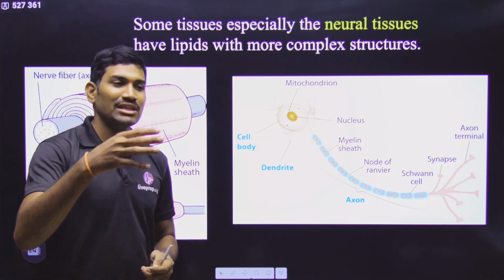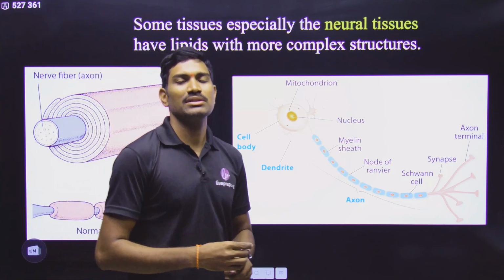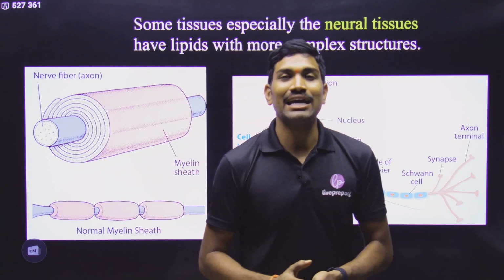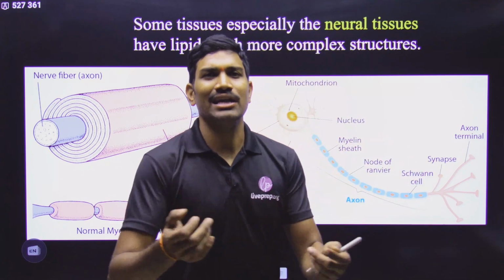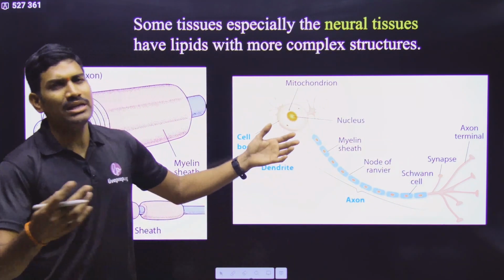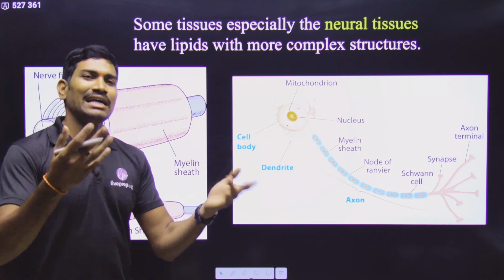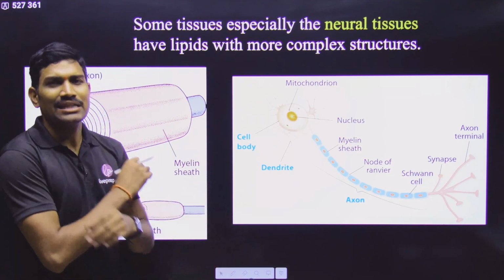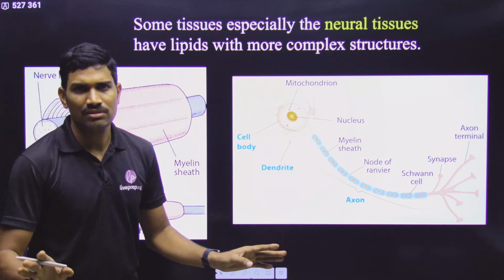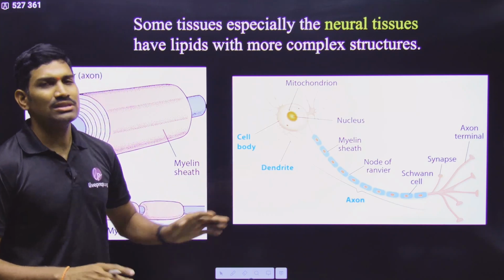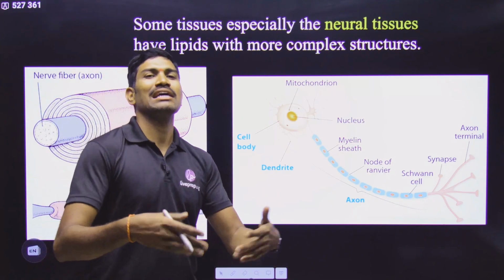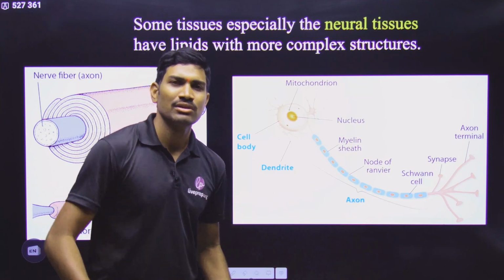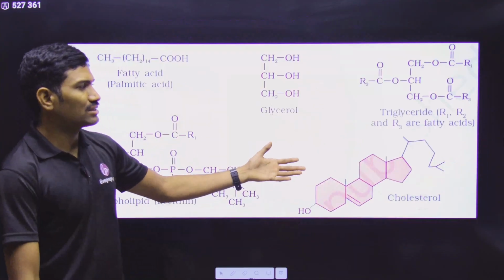Even in the brain, different types of lipids are present. They are called gangliosides, cerebrosides, and many more. And there are different types of derived lipids. So many types of lipids are present. In higher classes you will study them, and here they have not mentioned any of these. So at least just understand that different molecules are there. They are also lipid-like molecules, lipid derivatives.